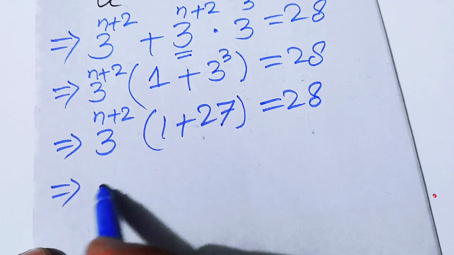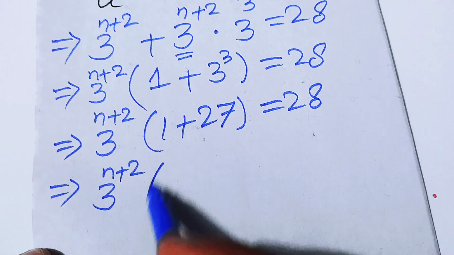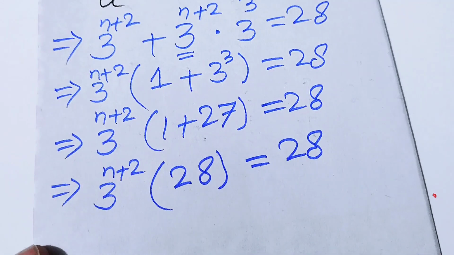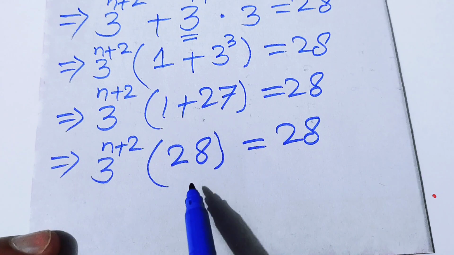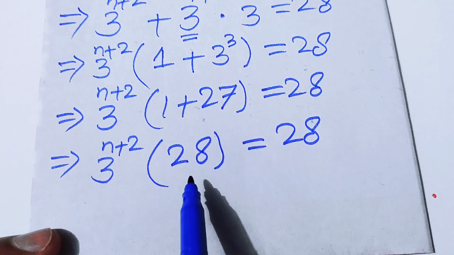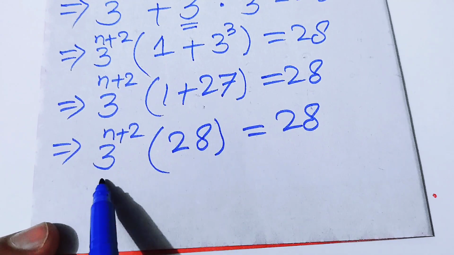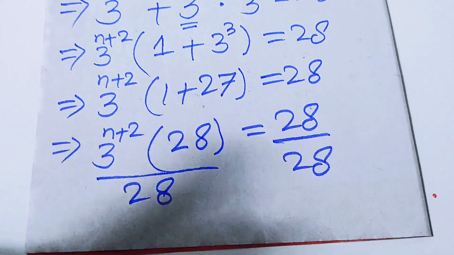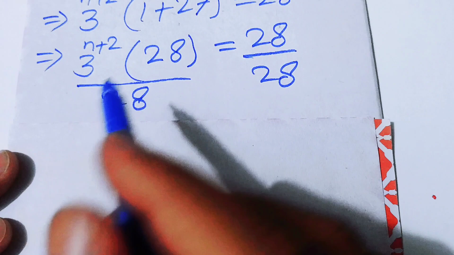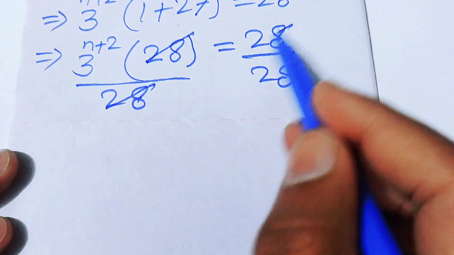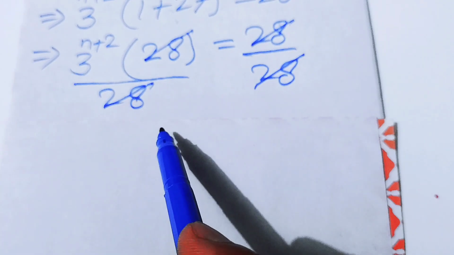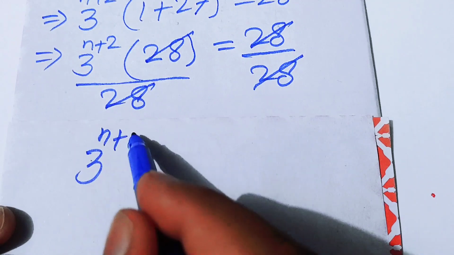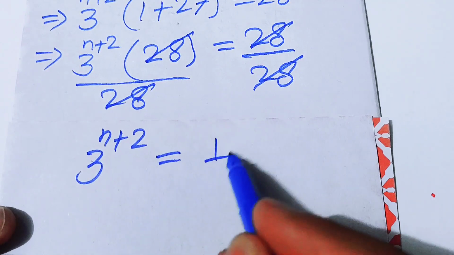And now we again simplify. We get 3 to the power of n plus 2 times 28 is equal to 28. Now you focus on both of the sides, and you see that 28 is present on both sides, so I can divide both sides by 28, and we get, you see that this 28 is gone by this one. Similarly this 28 is cancelled out by this one, and now the remaining terms are in the form of 3 to the power of n plus 2 is equal to 1.